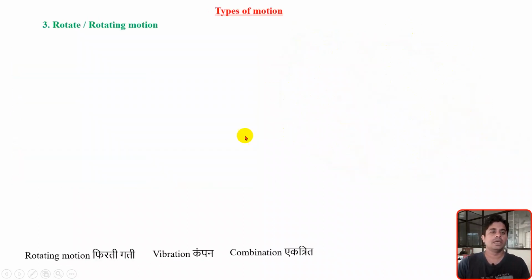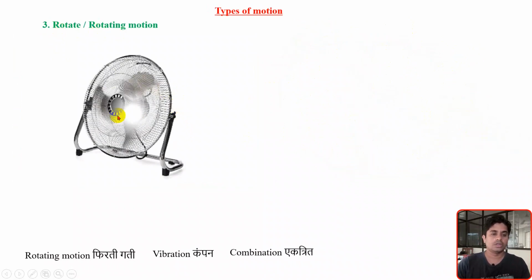Another type of motion is rotating motion. So this is a table fan. In this table fan, there are three blades which are mounted on a shaft. As the shaft rotates, these three blades along with that shaft rotate and wind comes out of the fan. So this is one kind of rotating motion, where the blades rotate along with the rotating shaft.